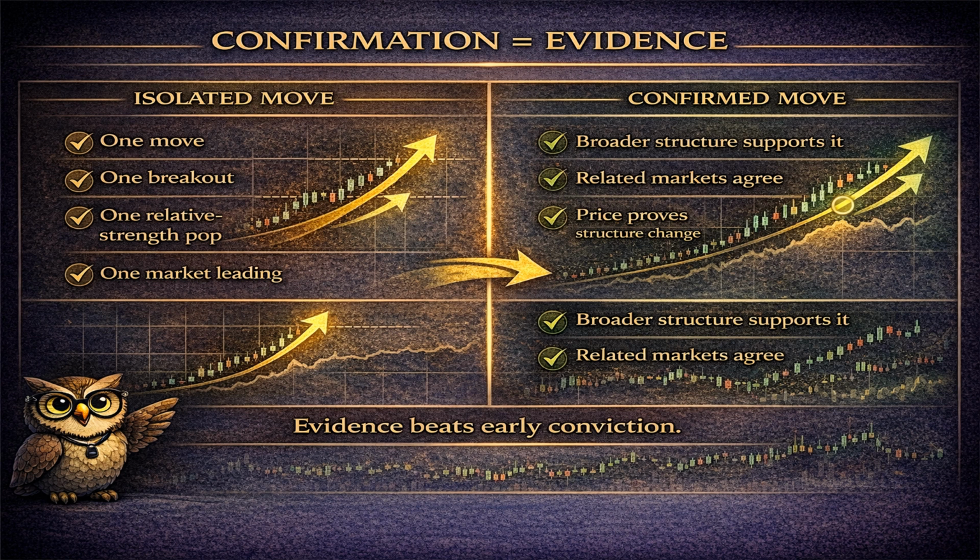In modern chart language, confirmation means the move is not isolated. The broader market structure supports it. Related markets are not contradicting it. And price has done enough to prove that the previous structure is actually changing. This doesn't mean perfection. It means evidence. And that mindset saves traders from one of the most common traps in the game. Early conviction without enough proof.